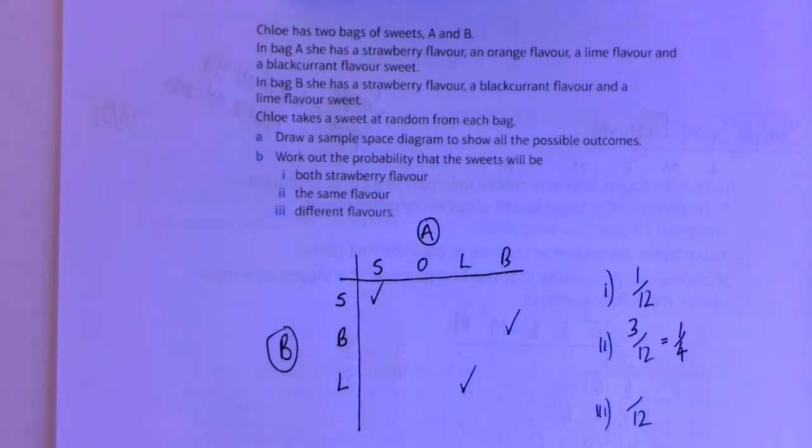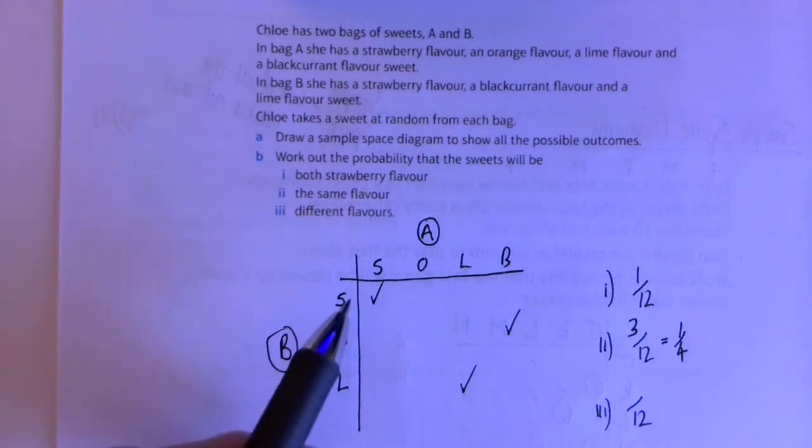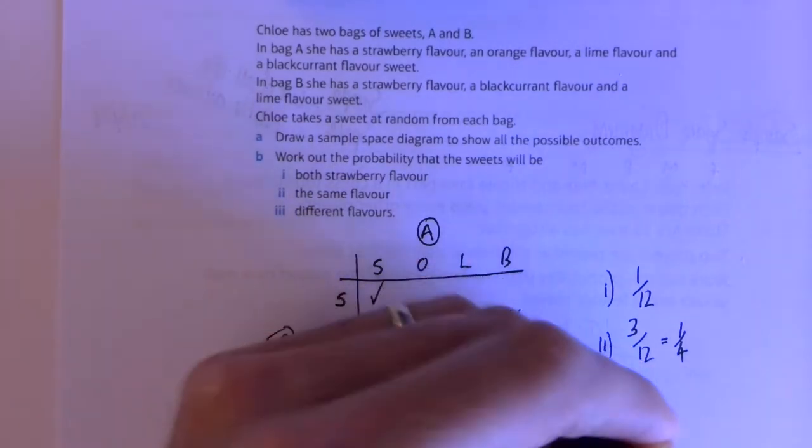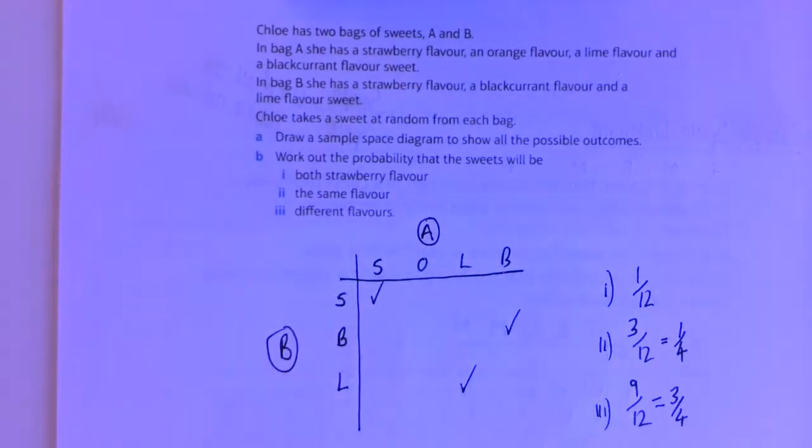And then the different flavours one, well, I've identified the 3 that were the same flavour. So different flavours must be all the others, mustn't they? So 3 of the 12 were the same flavour. So 9 out of 12, or 3/4, is the probability you get different flavours.